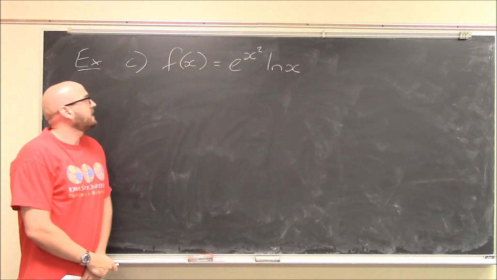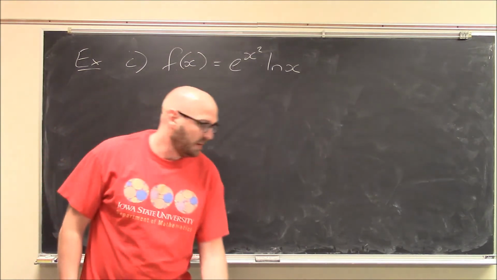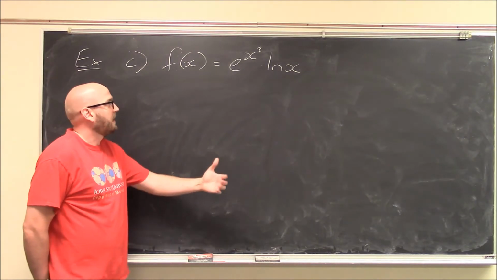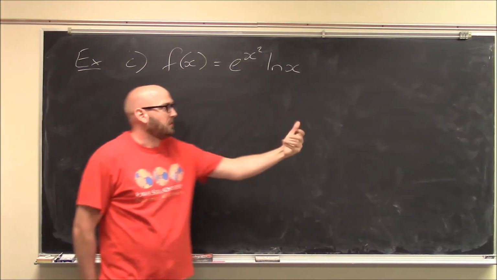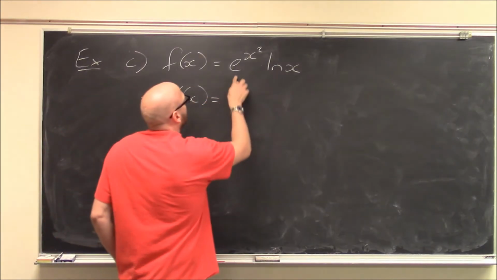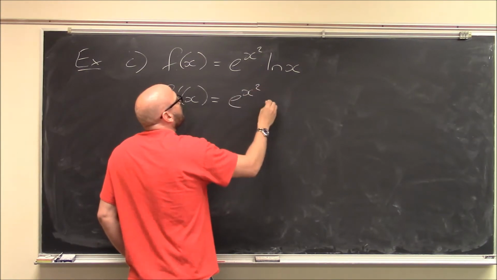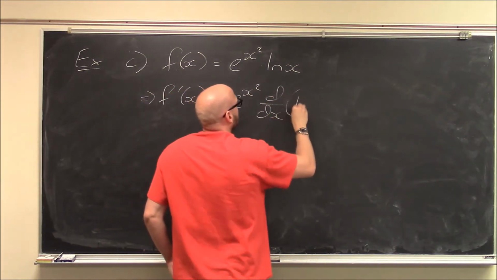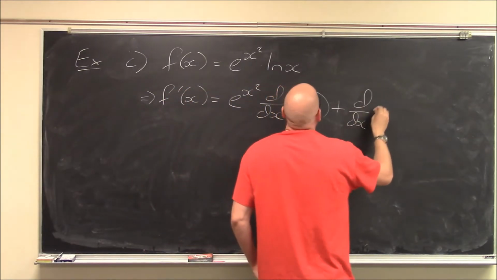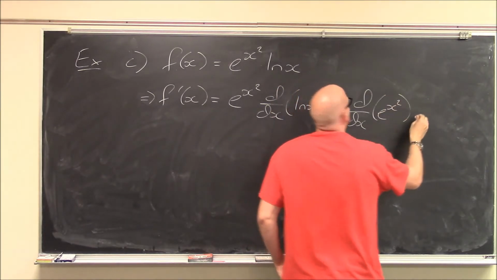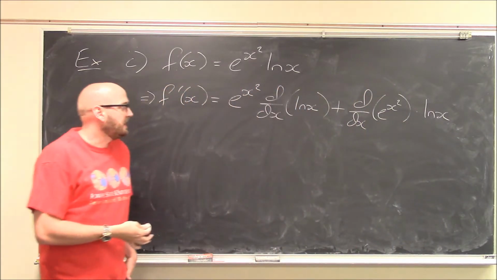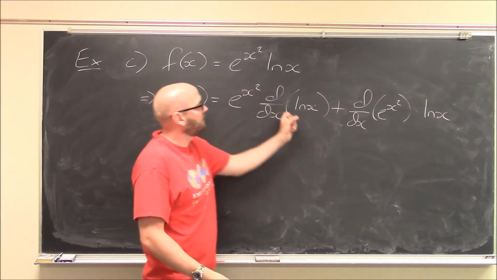Here's our function, e to the x squared times ln of x. So how do we differentiate it? Well, it's not just log of a function of x, it's not just ln of x. First and foremost, it's a product of two functions, so to differentiate, we use the product rule. The product rule says it's going to be the first function, e to the x squared, times the derivative of the second, ln of x, plus the derivative of the first function, derivative of e to the x squared, times the second function, ln of x. Haven't differentiated anything, just use the form of the product rule to break this derivative into simpler pieces.